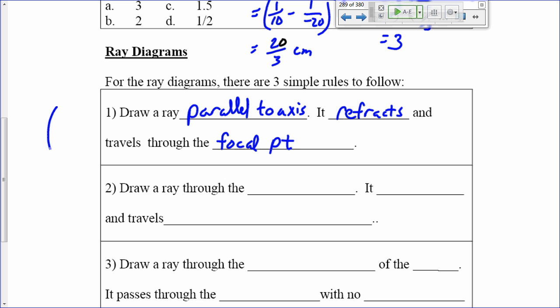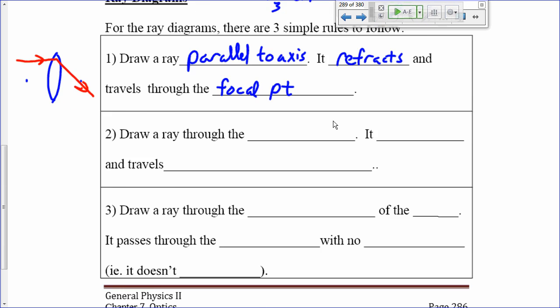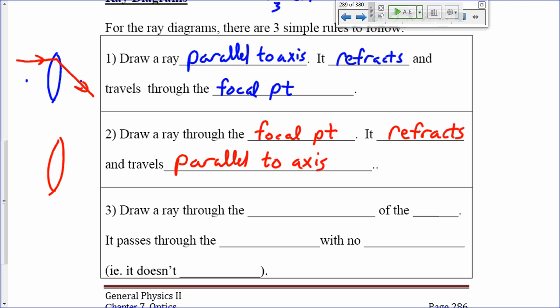So if I'm looking at a convex lens, my ray parallel to the axis goes through the focal point. That's how I define the focal point. The second rule: draw a ray through the focal point. It refracts and travels parallel to the axis. So I have a ray that comes through the focal point like that, and then it goes parallel to the axis. That's just the opposite of rule number one.